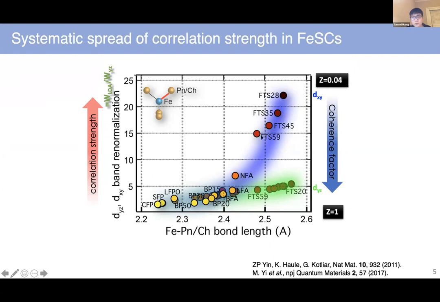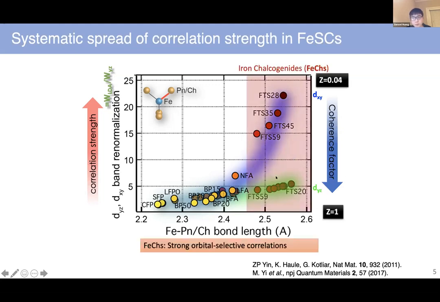With this, we can find that its quasi-particle coherence factor is reduced close to zero, while the other orbitals still possess considerable spectral weight. It is this strongly orbital-selective correlation that really sits very close to the orbital-selective Mott phase, in which the dxy orbital is totally gone.